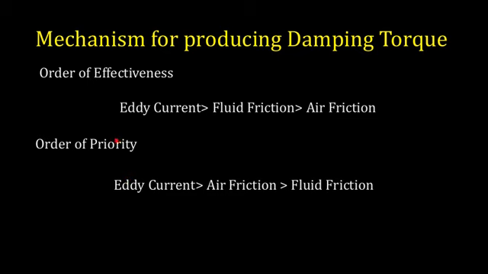And when you think of the order of effectiveness, eddy current damping is most effective, and based on priority it is most preferred. Then you have air friction and fluid friction. Since maintenance of fluid friction damping is more, you will rarely use it, and you generally go for eddy current damping if you have a permanent magnet available. That is the important thing. If you have permanent magnets available, you can easily go for the eddy current damping mechanism. Else you can go for other types of damping.